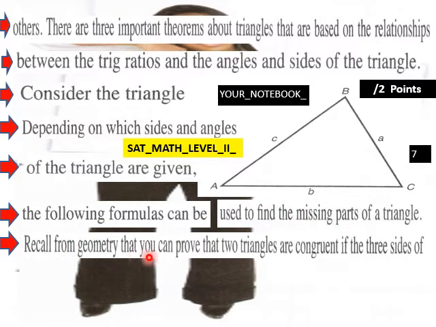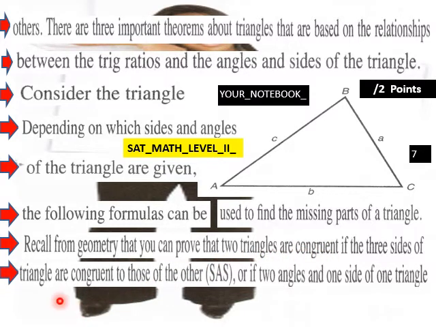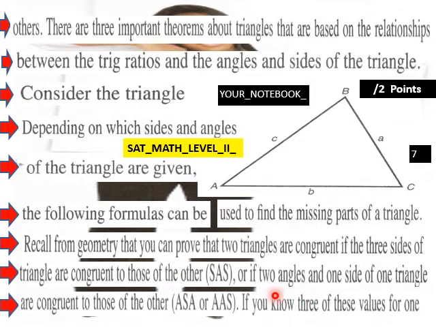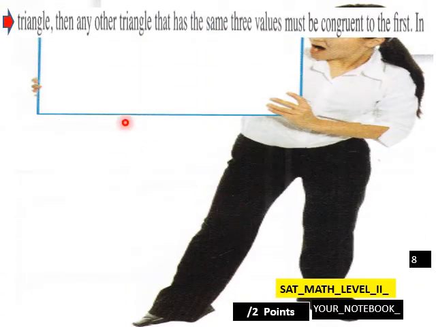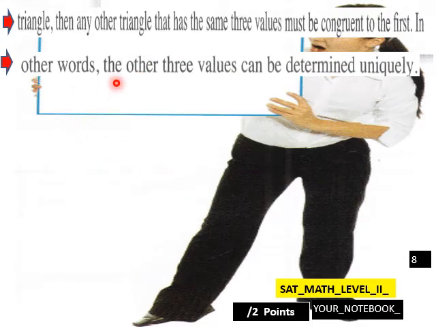Recall from geometry that you can prove that 2 triangles are congruent if the 3 sides of the triangle are congruent to those of the other, side angle side, or if 2 angles of one triangle are congruent to those of the other, angle side angle or angle angle side. If you know 3 of these values for 1 triangle, then any other triangle that has the same three values must be congruent to the first. In other words, the other three values can be determined uniquely.